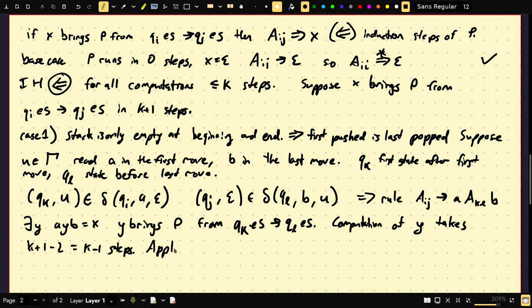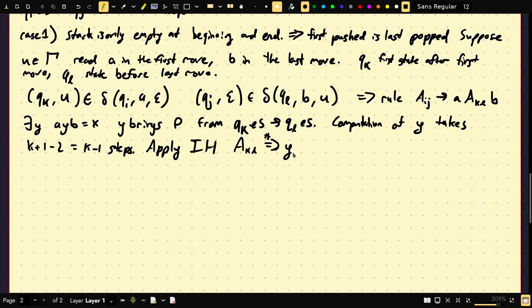Then we apply the induction hypothesis, which immediately gives that AKL, the non-terminal symbol, will produce y. And since we have the rule AIJ produces A AKL B, and x equals AyB, it immediately follows that AIJ does in fact produce, in k plus 1 steps, AyB, which is equal to x. So that's case one, where the stack is empty only at the beginning and the end of the computation on x.